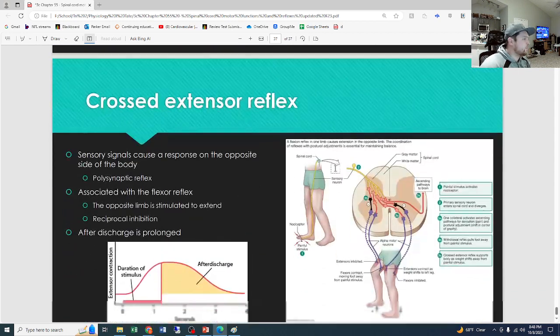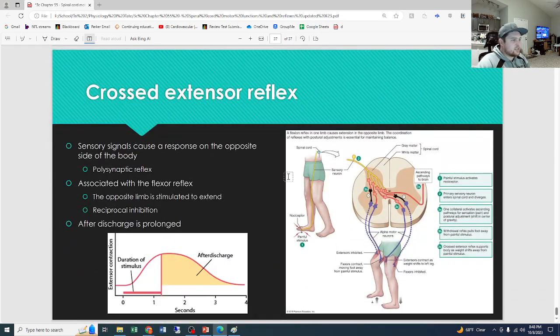Move again like normal. The crossed extensor reflex. This is more common in the foot, but you can also see it in the upper body, at least I've seen it there. Let's say you step on something like a nail. It's going to do the same thing: it causes your flexors to contract and inhibits your extensors on the side of the pain, and then on the crossover side, your extensors activate and your flexors are inhibited.